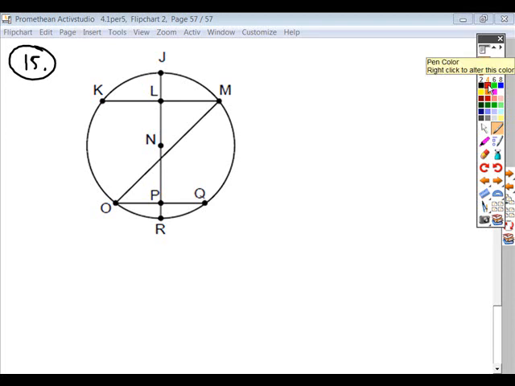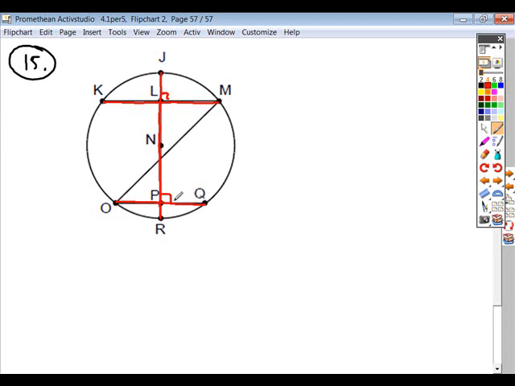In this problem, the information that they provide is that KJ and KM are perpendicular, or LJ and KM are perpendicular. They also say that QO and PR are perpendicular, so these are also perpendicular.